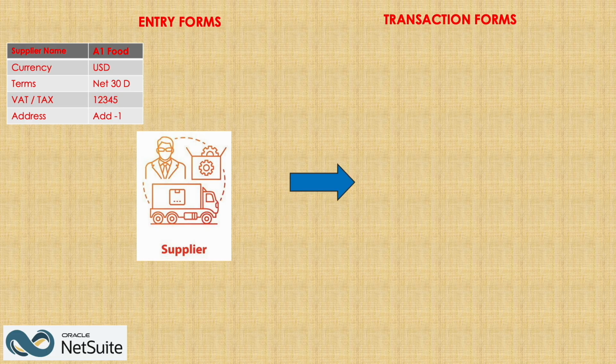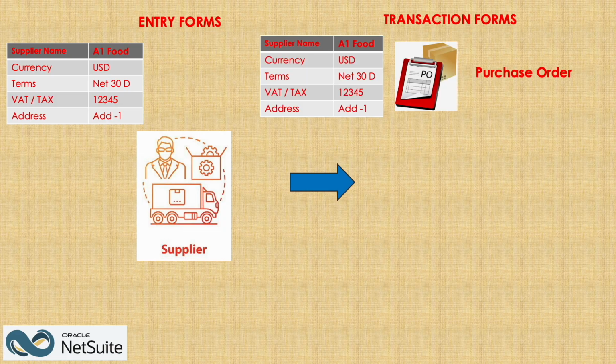Transaction form example, purchase order. Now, let's create a purchase order for the supplier A1 Food. When we select the supplier on the purchase order, the supplier name is automatically filled. The currency appears as USD. The payment terms show as net 30 days. The tax number is copied. The address is pulled from the supplier record. Again, the purchase order, which is a transaction form, copies all this important information from the supplier master record.